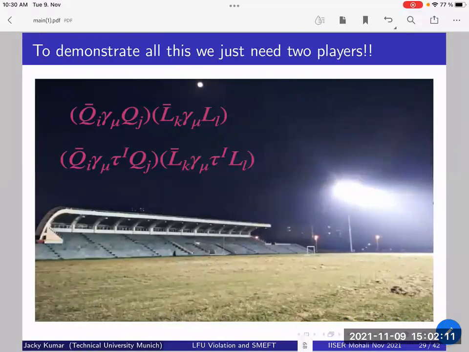To demonstrate all these points, we need just 2 operators. I showed you tons of SMEFT operators, but let us work with only these 2. These are semi-leptonic operators, Q bar gamma mu Q, L bar gamma mu L. One is an SU2 singlet and the other is a triplet. Basically, the only difference is that you have a tau I in addition to gamma mu. We will call them O1 and O3. Using these 2 operators, we can explain all the features which I just mentioned.